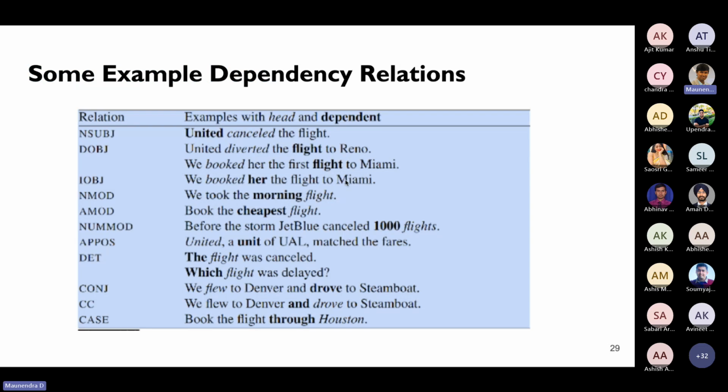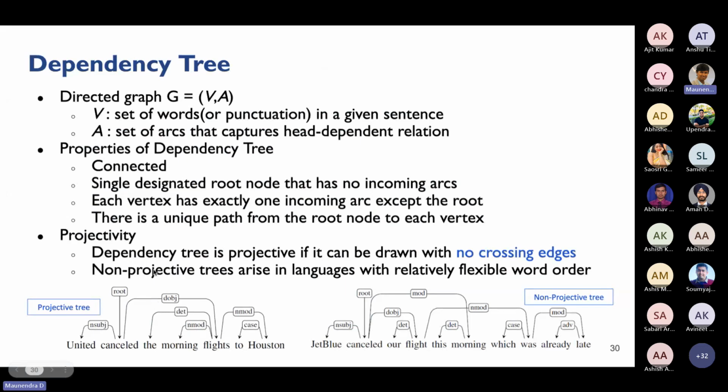So here are the things. Then we took the morning flight. So morning is the modifier, and there are quite a few others. So dependency tree is essentially a directed graph, as we have seen in the example. So it contains a set of words as its vertices or nodes, and the punctuations also can be included. There are many offerings that also include punctuations as the nodes. And then you have the set of arcs that captures the head dependent relation. So these are the edges in the graph. Now this dependency, it's actually a tree, but as we know, tree is also a graph. So that way we can also call it a graph.